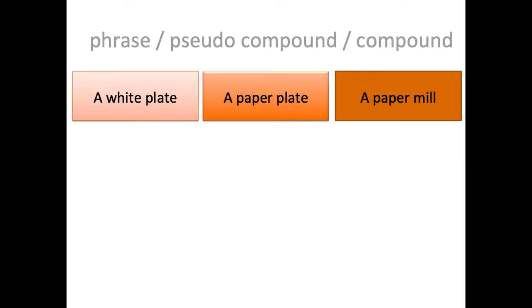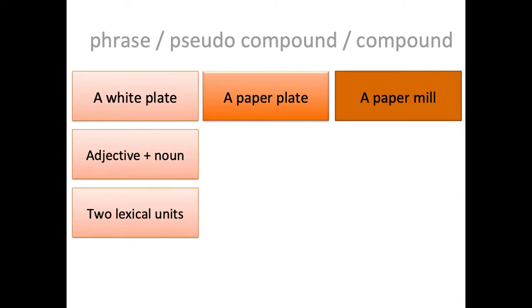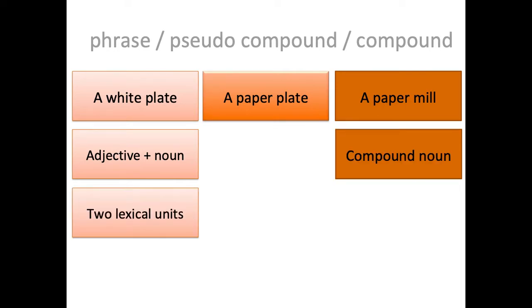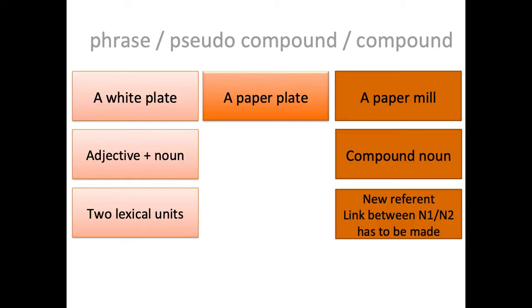Okay, so a white plate is not a compound, right? It's made up of two lexical units, an adjective and a noun. Now, on the other hand, a paper mill is a compound. It means une minoterie, une papeterie, and its referent is not transparent at all, okay? It doesn't mean un moulin à papier, okay? Or un moulin en papier.